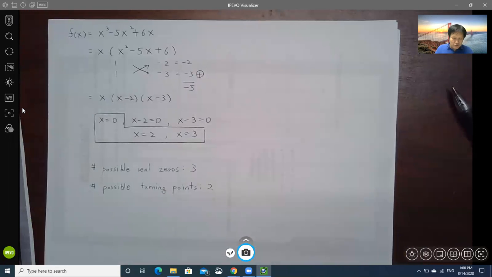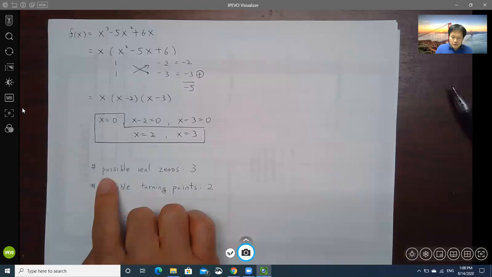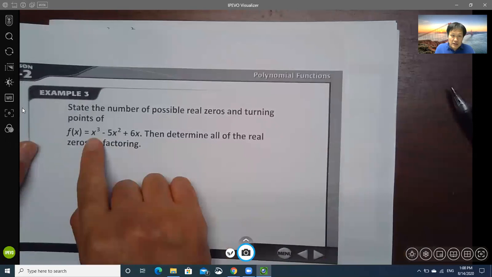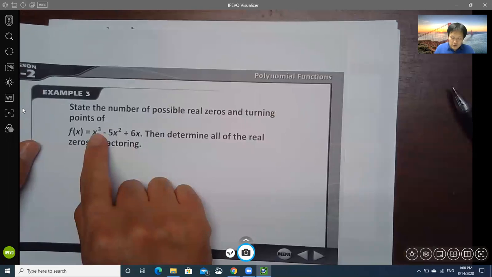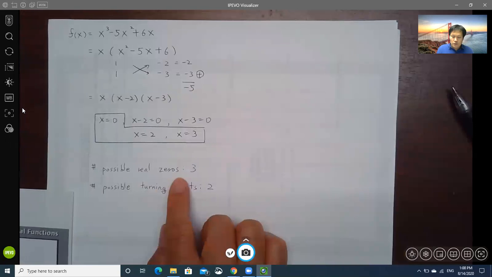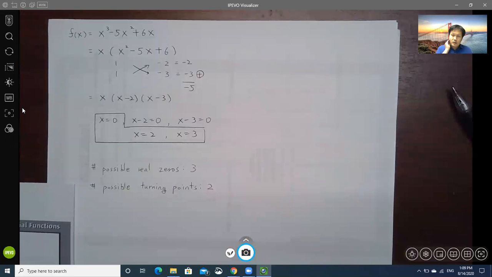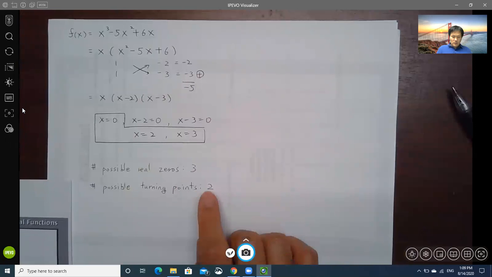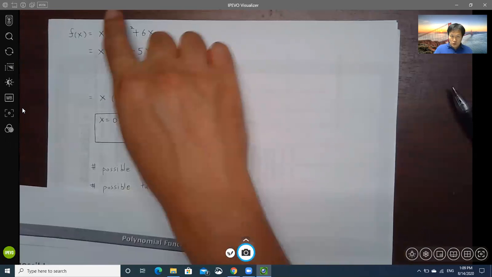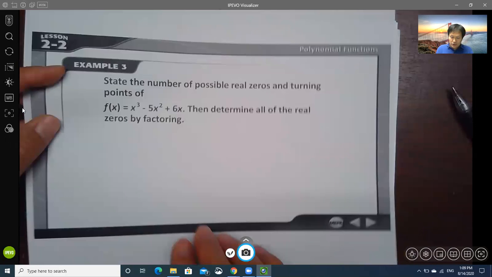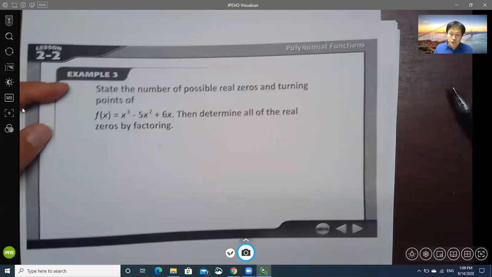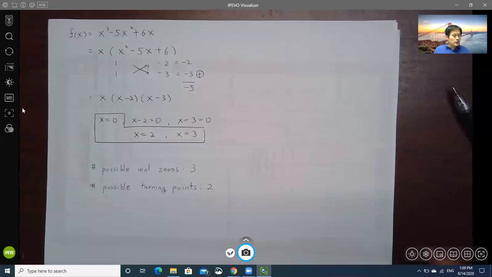If you did try, you should have gotten this. The possible number of real zeros is the highest power of x, which is 3. So I got that the possible number of zeros is 3. The possible number of turning points is always 1 less than the degree, which is 2. And this is the work I did to solve for the real zeros. So take a look at it. If you got them, you're good.